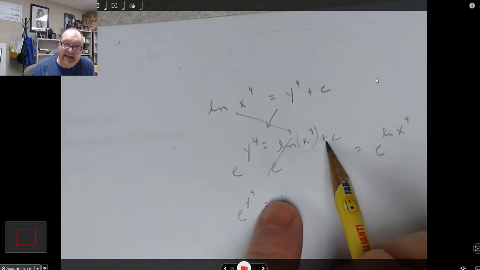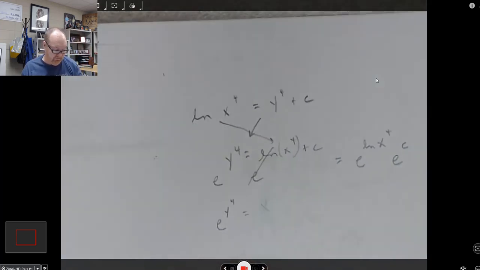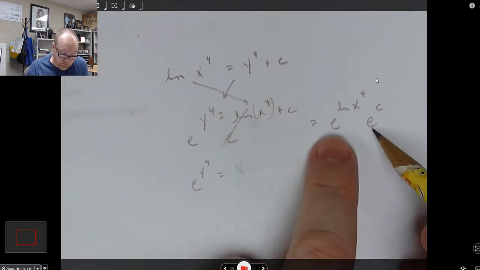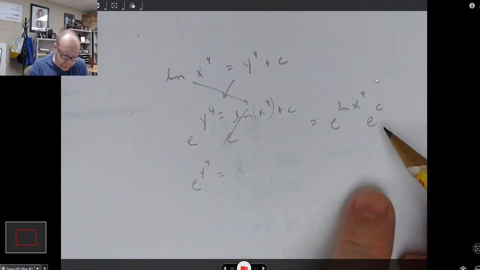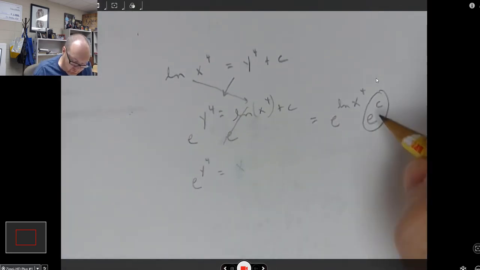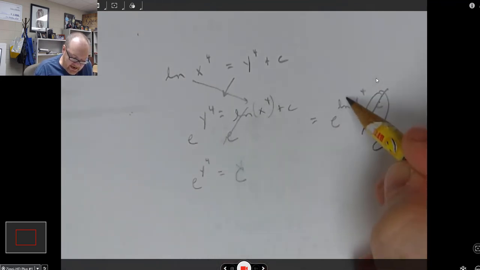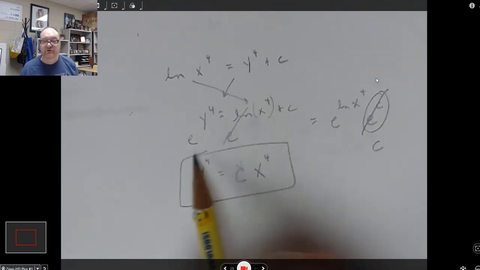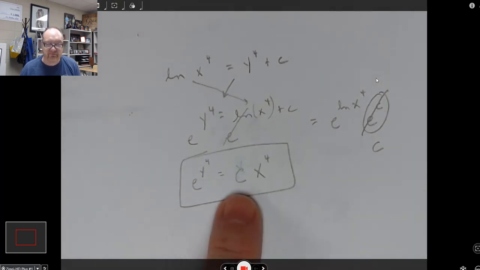When I am adding powers, that's the same thing as multiplying like bases. Right, so let me go backwards with it. If I'm multiplying like bases, we add their exponents, and here they are added. I'm just reversing that, because this e to a constant, guess what, is still a constant. And now e and natural log will cancel themselves out. So here is a correct version of that answer: e to the y to the fourth equal to c x to the fourth.